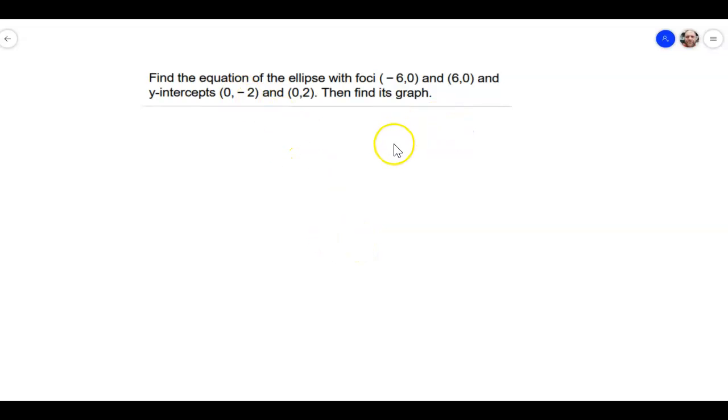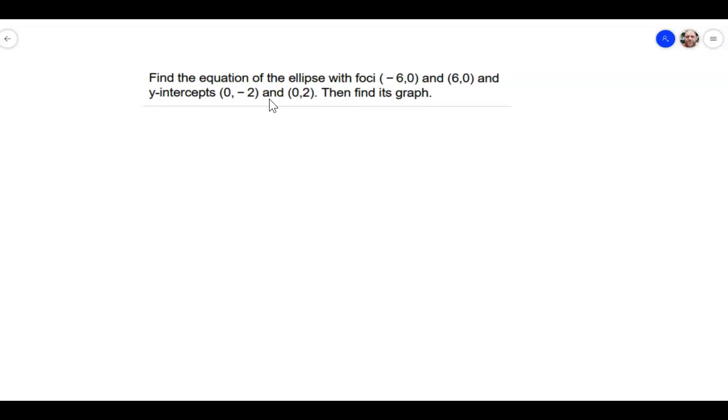Beckstrom, and today I want to look at an example from section 10.2. This says find the equation of the ellipse with foci (-6, 0) and (6, 0), and y-intercepts (0, -2) and (0, 2), then find its graph.